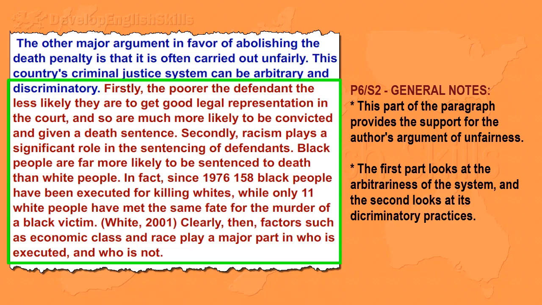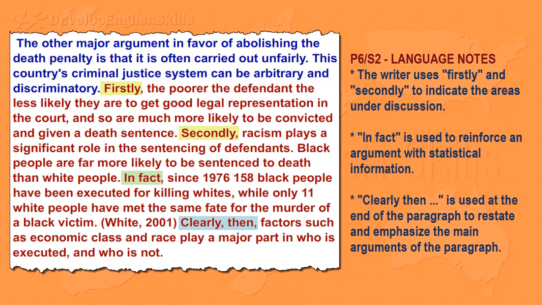This part of the paragraph provides support for the author's argument of unfairness. The first part looks at the arbitrariness of the system, and the second looks at the discriminatory practices. The writer uses "firstly" and "secondly" to indicate the areas under discussion. "In fact" is used to reinforce an argument with statistical information. "Clearly then" is used at the end of the paragraph to restate and emphasize the main arguments of the paragraph.